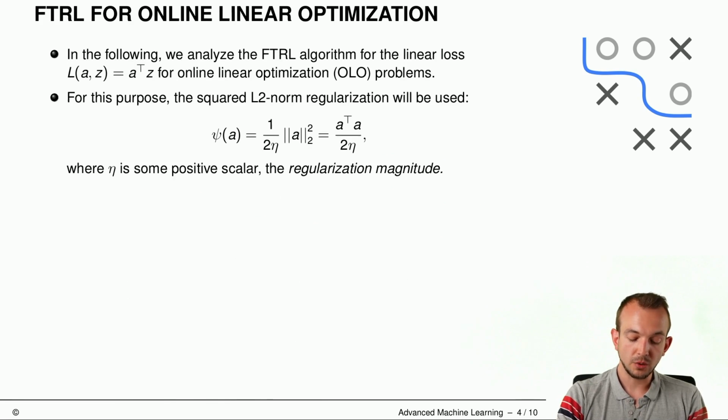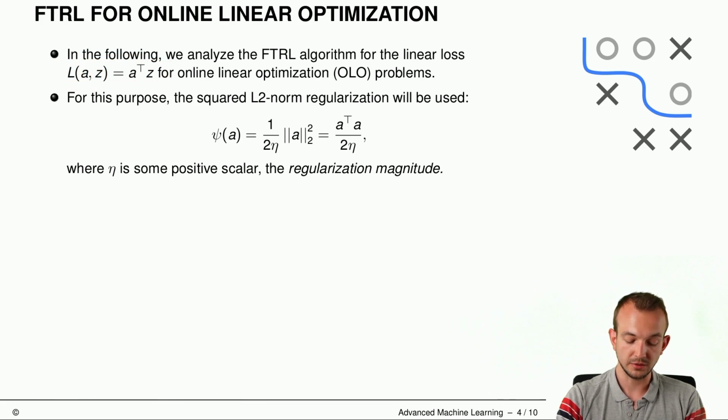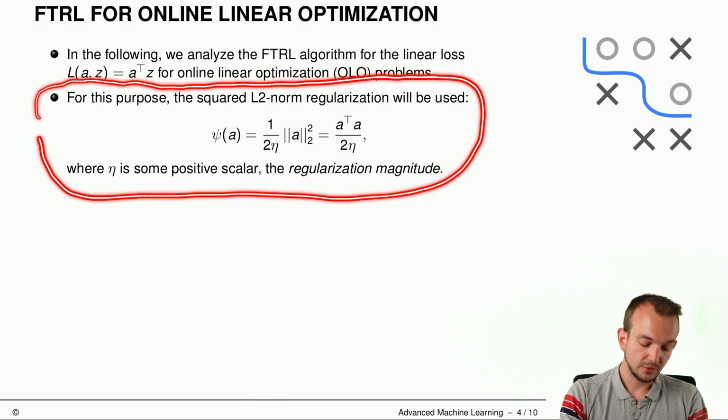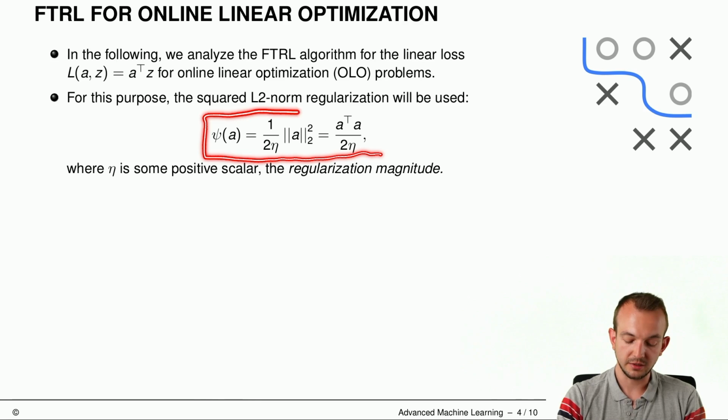And now we ask for what is one suitable regularization for the online linear optimization problem. So again, recall, an online linear optimization problem is characterized by the linear loss function, which is nothing else than the inner product of the action and the environmental data point. So in the one-dimensional case, it's just multiplication of them. And it turns out that a suitable regularization for this case is simply the squared L2 norm regularization, which is more or less avoiding the undesired effect that the action will be jumping from one extreme to the other.